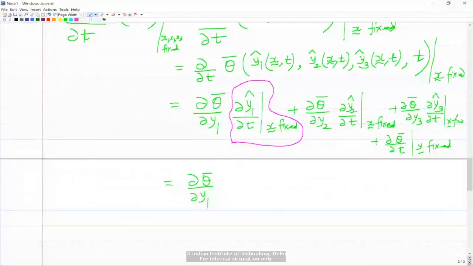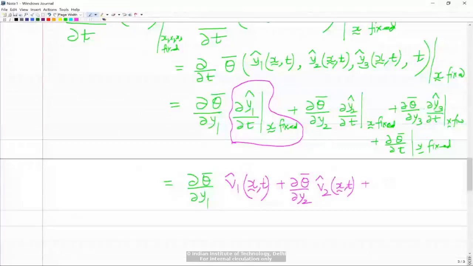v hat, but which one? X component of velocity, very good. Or v1, that's right. So this is simply del theta bar by del y1 into v1 hat of x comma t, right? Plus del theta bar by del y2 into v2 hat of x comma t.